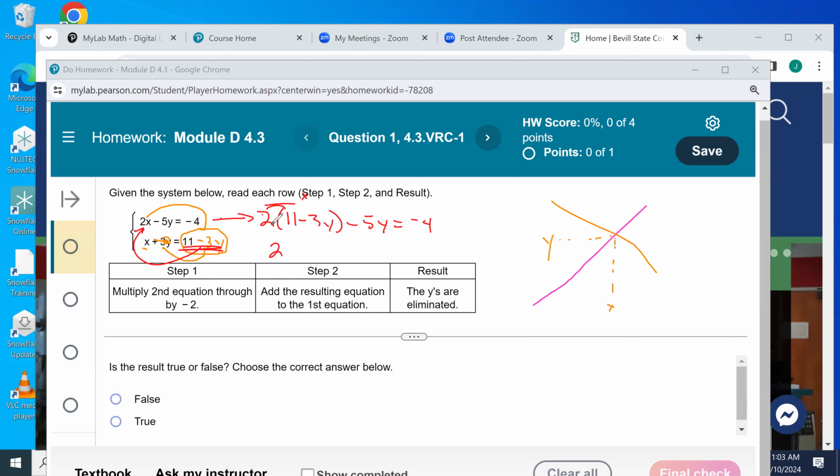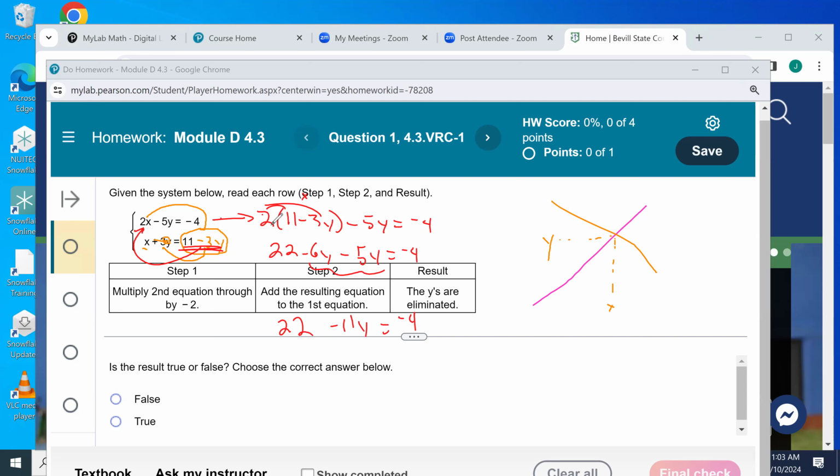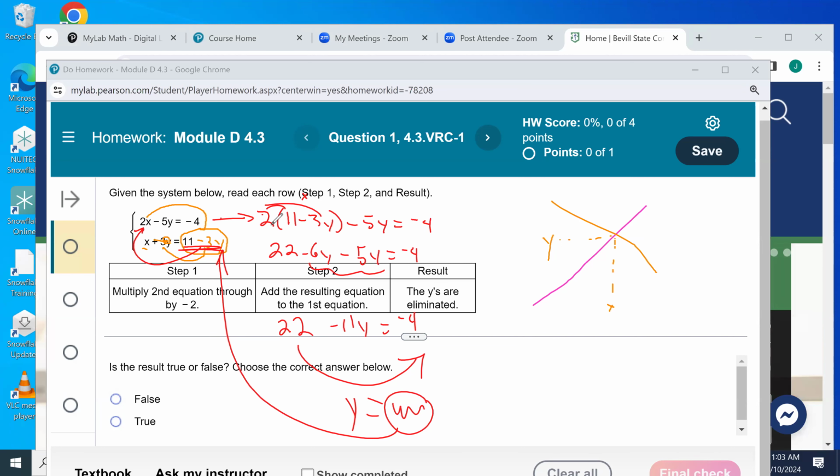I'd get 22 minus 6y minus 5y equals -4. I could put those two together, get -11y. I'd still have a 22 and equals -4 like that, right? I could then move this 22 over here and then divide by -11. I get the y value. So y equals some number. Once I have that, I take that number and put it up there into that equation where I solved it for x. And I get 11 minus 3 times whatever y came out to. That'll be what x equals.